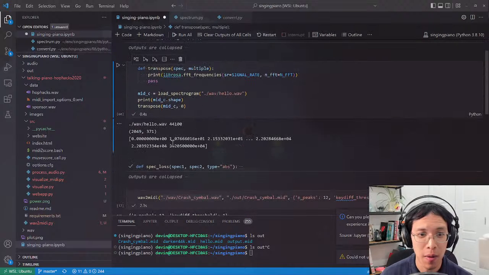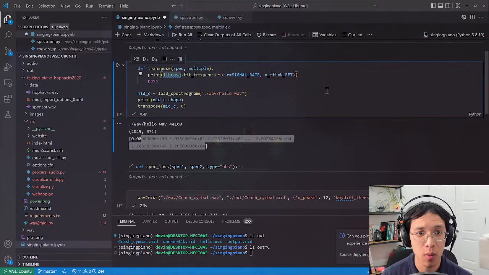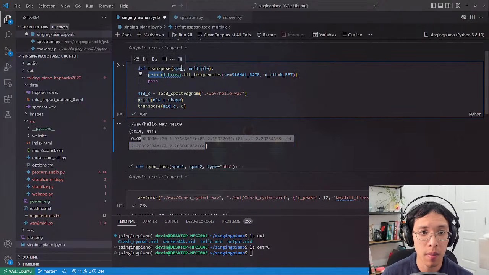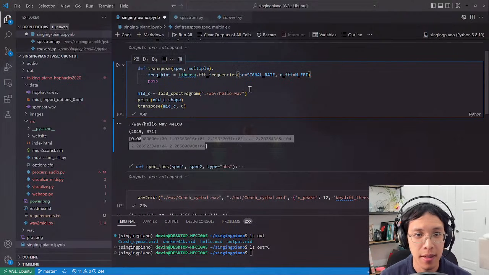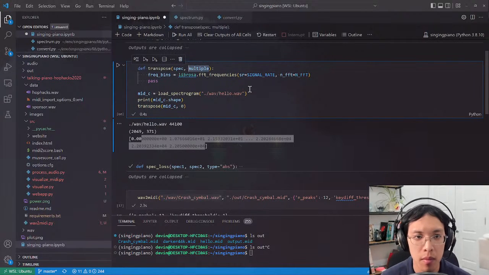And okay, now this is all of the possible frequencies that each bin corresponds to. So that is what we need in order to transpose things to the correct place, right? Okay, so step one, right? Step two is we need to turn these frequency bins into some kind of multiple amount.